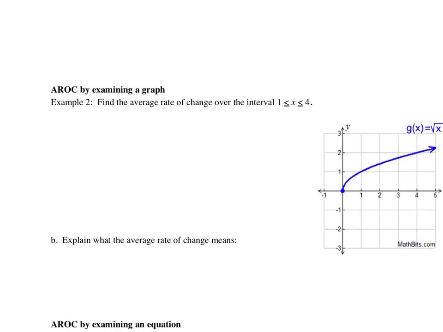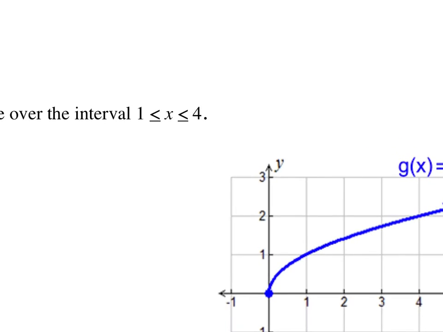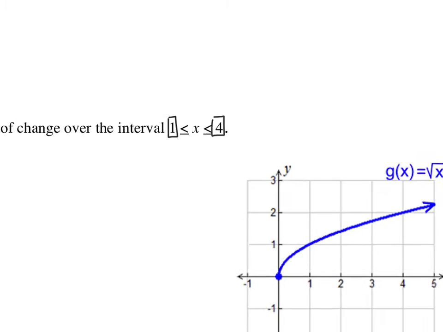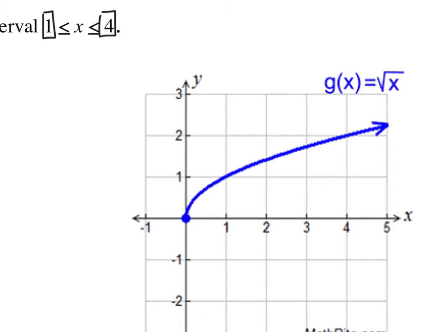Here's how we do the average rate of change by looking at a graph. It says we want to look at it on the interval of 1 less than or equal to x less than or equal to 4. So we go out to 1 and we plot a point. We go out to x equals 1 and we go out to x equals 4. When we go to 1, we have this point right here, (1, 1), and when we go to 4, we have the point (4, 2).